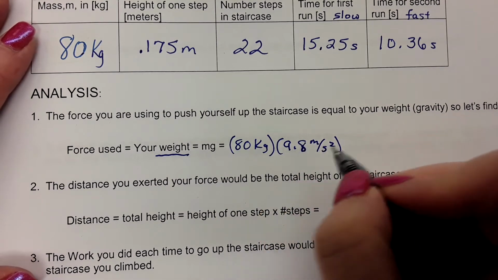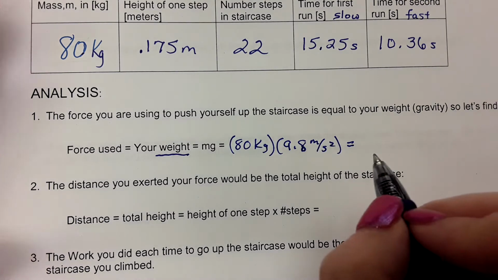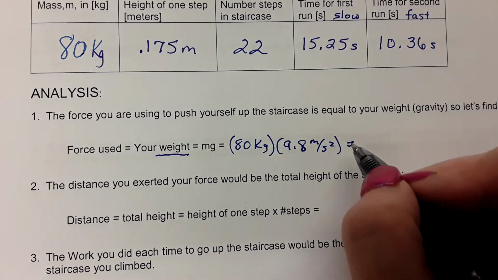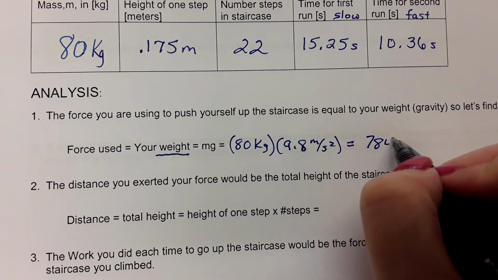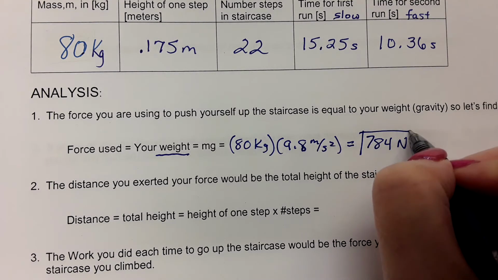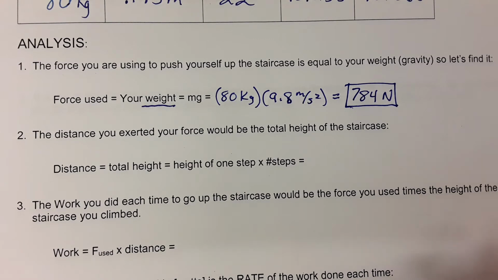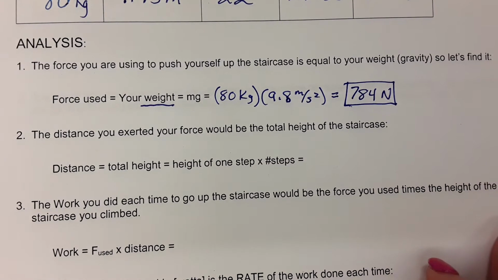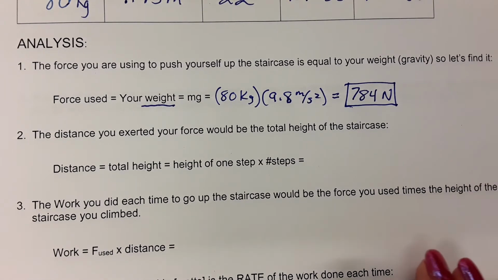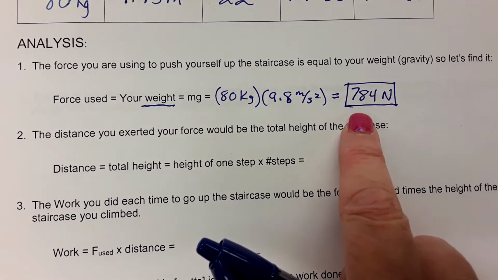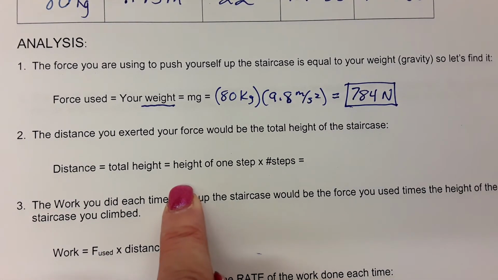My 8 didn't look too good. And if we multiply that out, we're going to get a value of 784 newtons that I exerted to lift myself up the staircase, okay? Now, in order to get the work done, not only do I need the force I used, I need the distance I did it over. That would be the vertical height of the staircase from top to bottom.